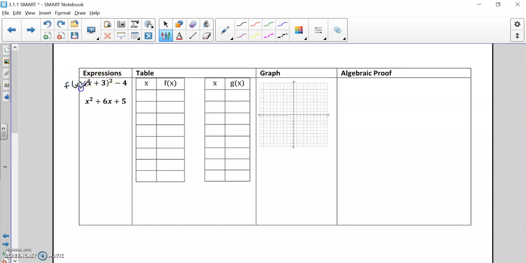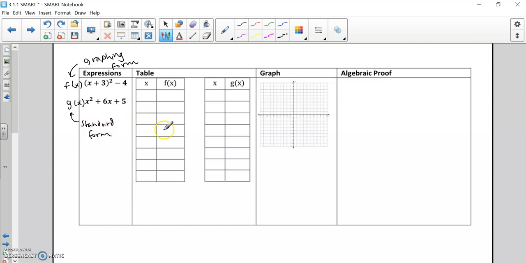Let's go ahead and call this first one f of x, and let's call the second one g of x, since that's the notation we're used to now. And remember, this is graphing form. And this one is standard form. All right, that's kind of ugly.